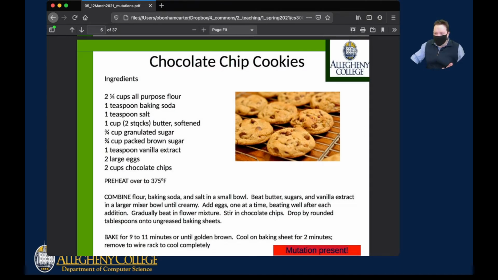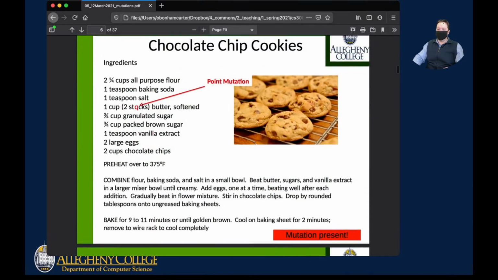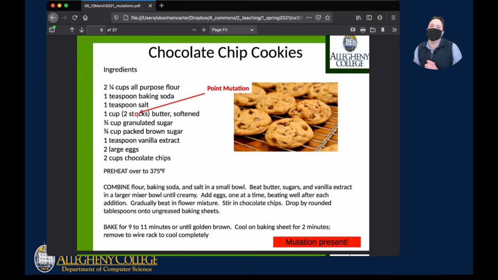It's in this 1 cup 2 sticks of butter, which is right here. So this is what they call a point mutation, where for some strange reason, and maybe it's not completely understood why that happens in many cases, one of the pieces or one of the characters in this recipe, or a base in DNA, just flips.